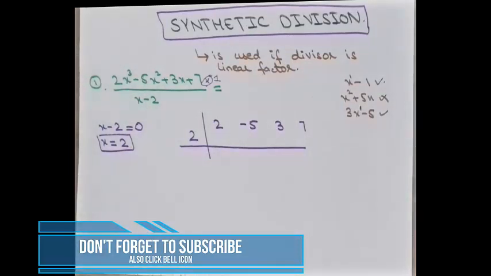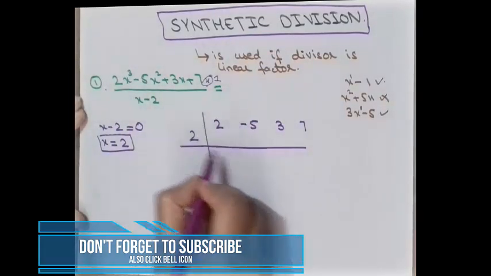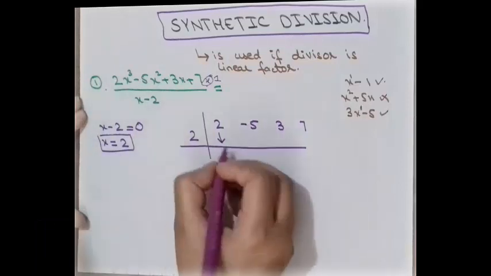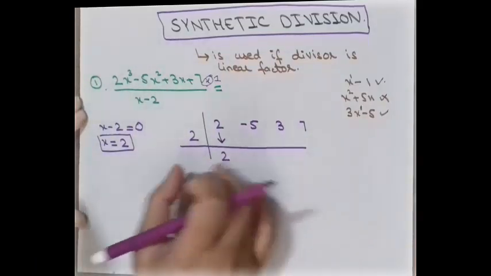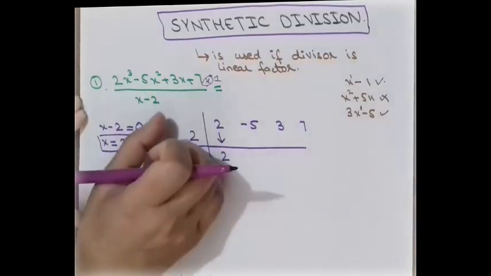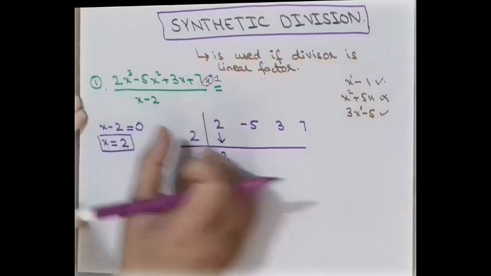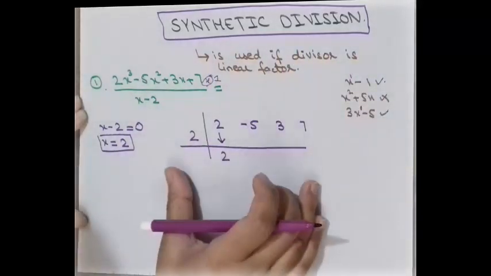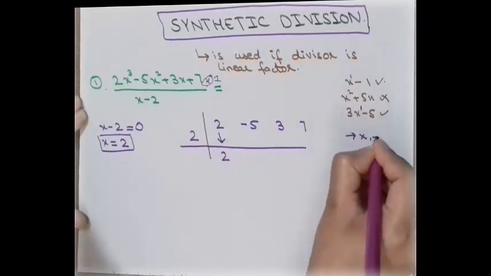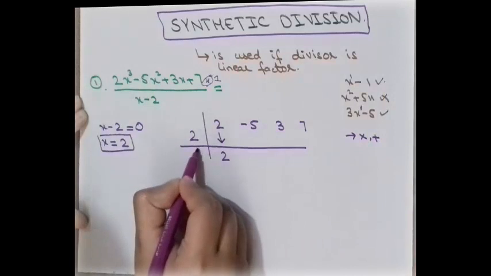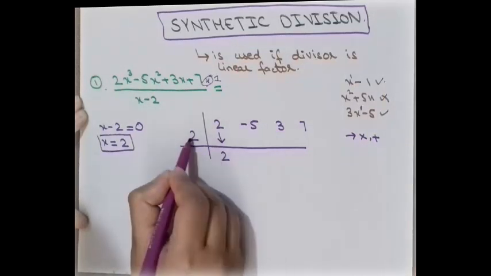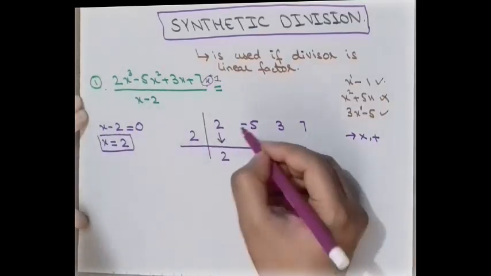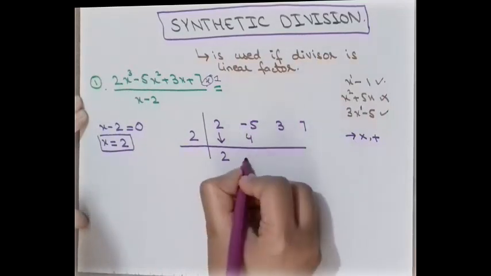Now we start the synthetic division. The first step of performing synthetic division is just to drop the first element, which is 2. And always remember that the numbers in this section multiply with this divisor number, and in this box we apply the addition operation. So basically in synthetic division we apply two operations, multiplication and addition. So 2 multiply 2 is 4, and write it here. And in this section we apply the addition, so adding these two numbers we get minus 1.